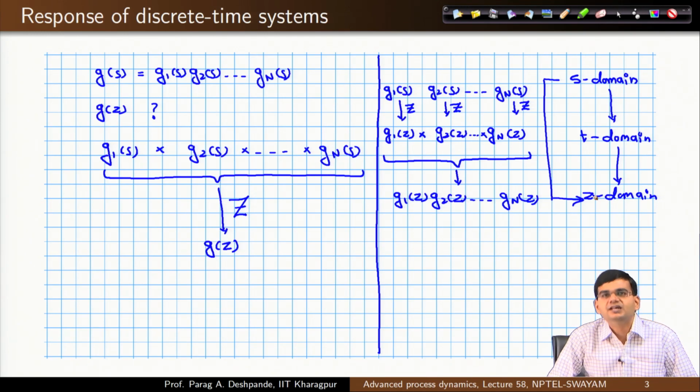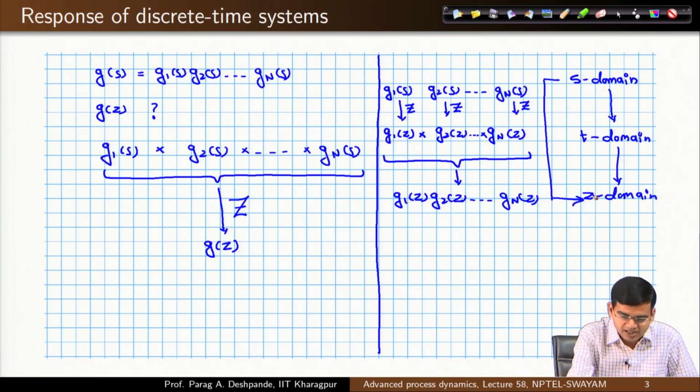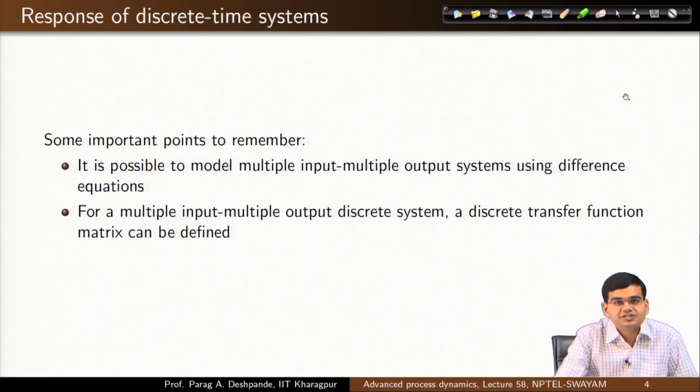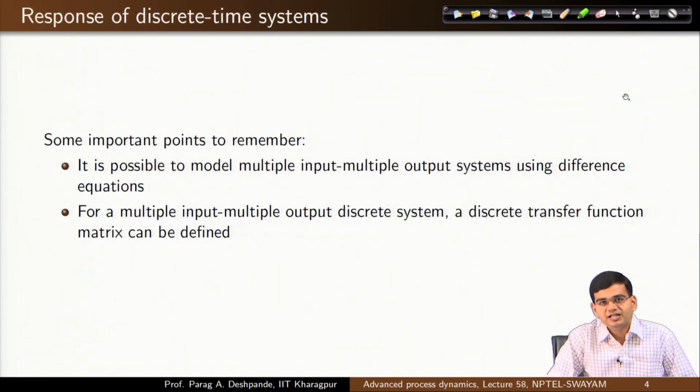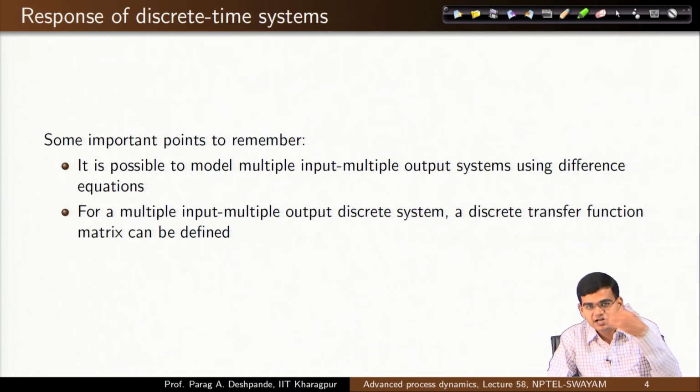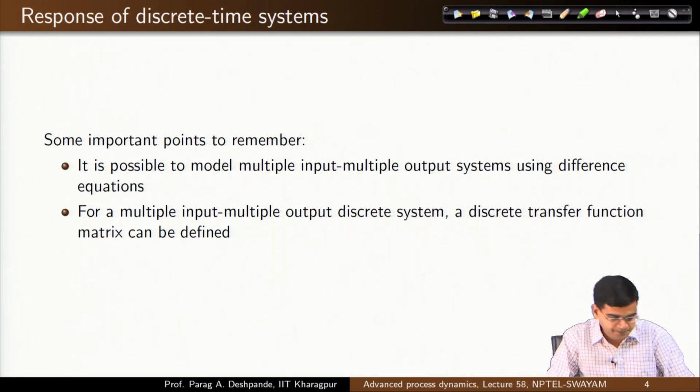Why does this happen? There is an elaborate proof which is not in the scope of this current discussion. We will not go into those details in this particular course. Okay. What needs to be remembered is, get the overall transfer function in Laplace domain first by multiplication, and do the Z transformation later, not the other way around.